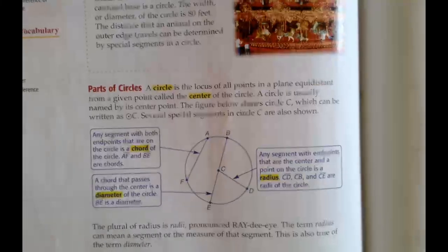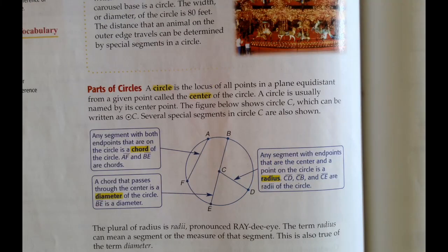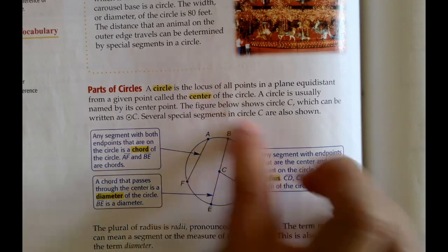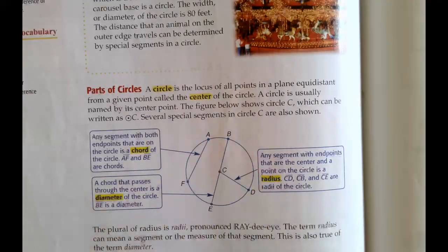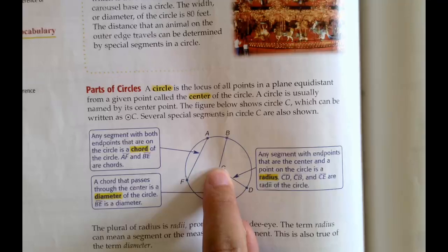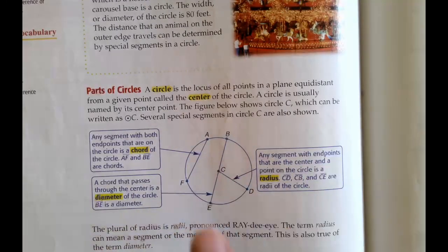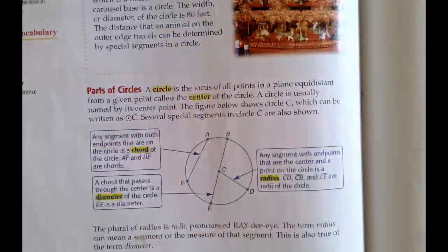A circle is the locus of all points in a plane that are equidistant, the same distance, from a given point, known as the center of the circle. So here it's a circle. All of these points are the same distance, the same length away from this center C. Any points within it are no longer that same distance. Anything beyond the circle is no longer the same distance.